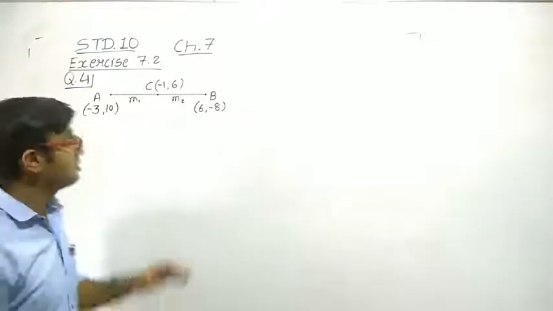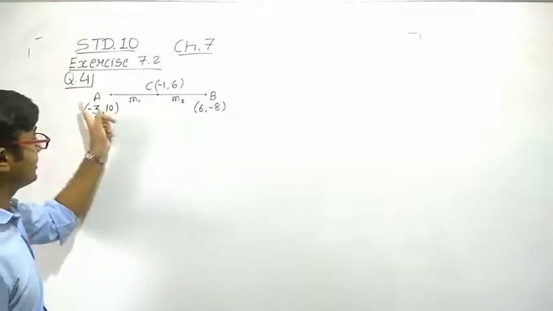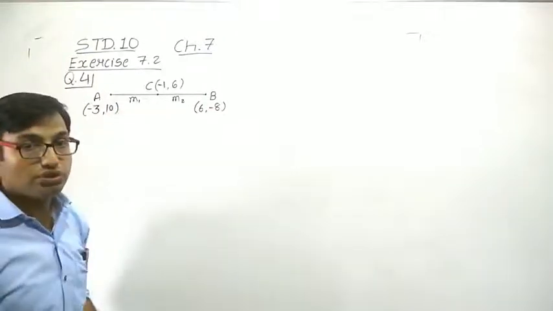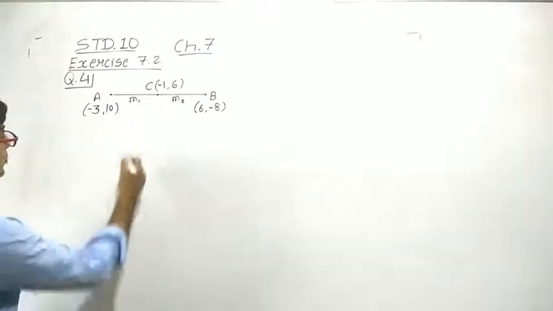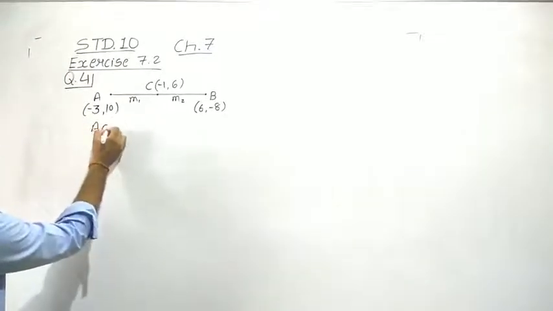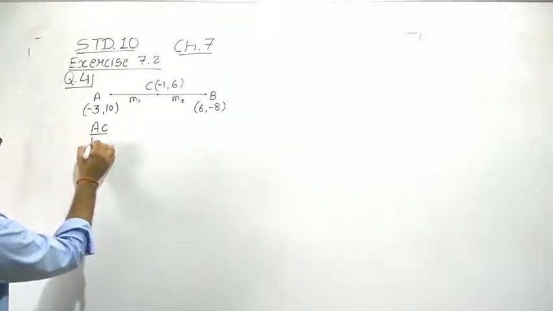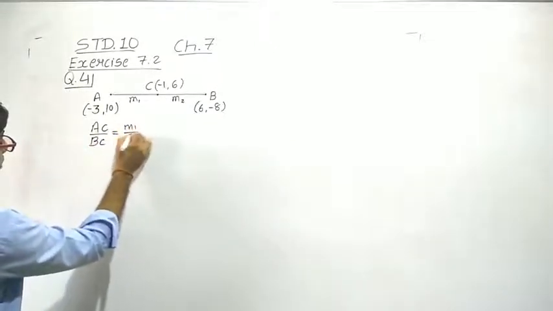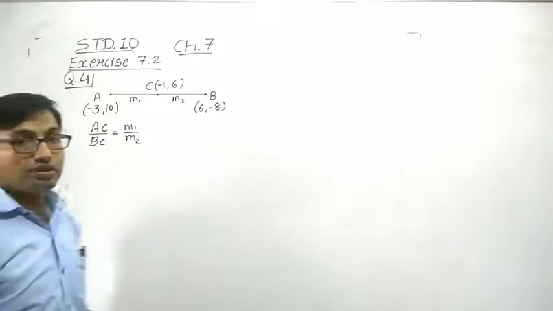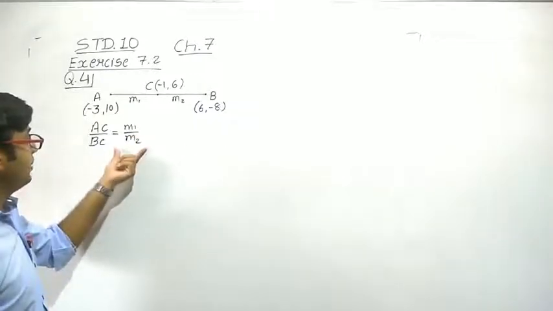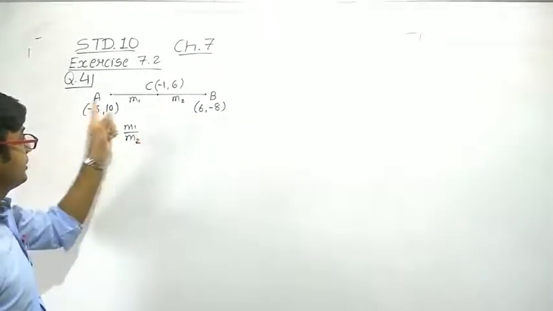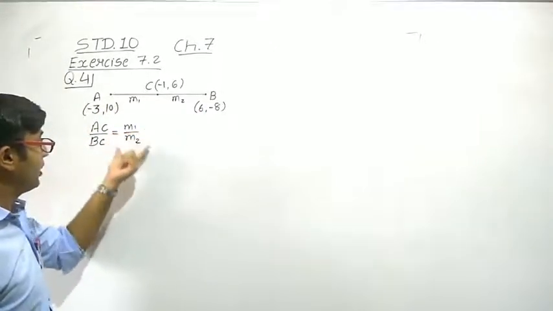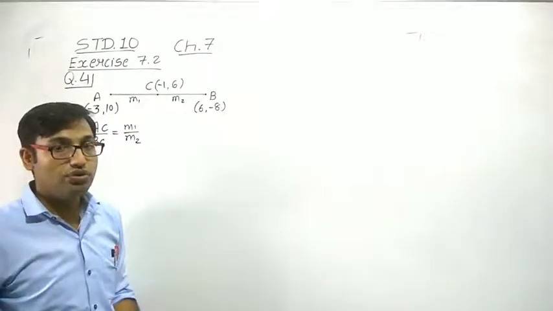Now let's suppose this point divides this line segment in the ratio m1 : m2. That means we can write that AC is to BC, that is AC upon BC, equals m1 upon m2. So this is the ratio in which this point divides the line segment AB. Now what are the values of m1 and m2? That we have to find out.